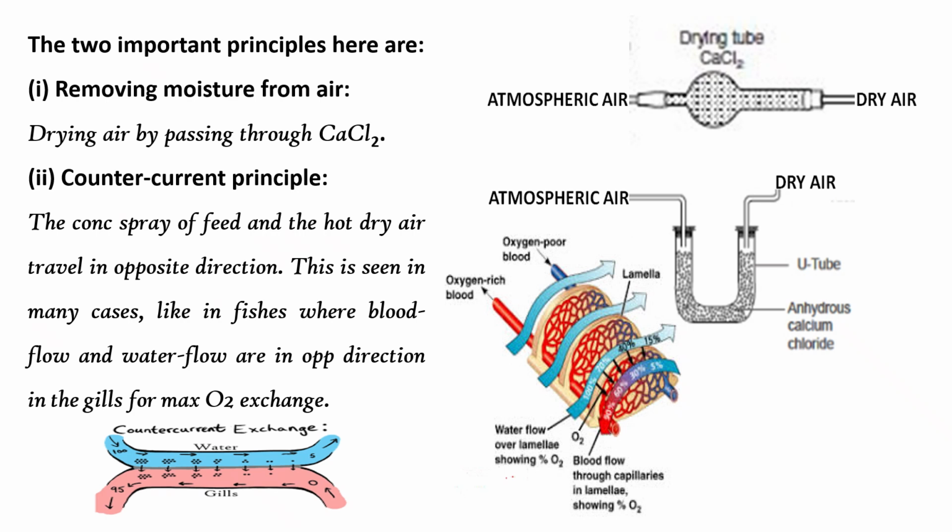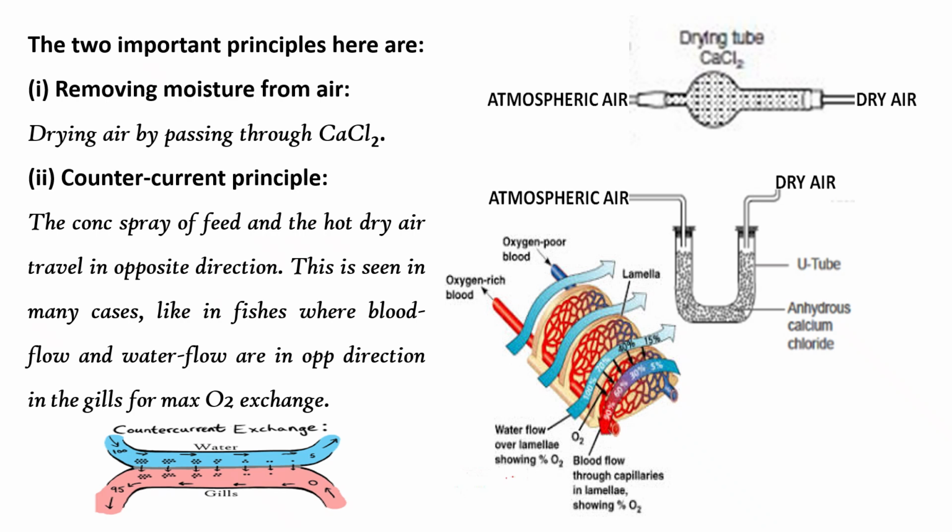This is seen in many cases like in fish, where blood flow and water flow are in opposite direction in the gills for maximum oxygen exchange. You can see we have given the picture of gills of a fish. The water flows in one direction, the blood flows in the opposite direction. They don't flow in the same direction, right? The blood and the water will flow in opposite direction.